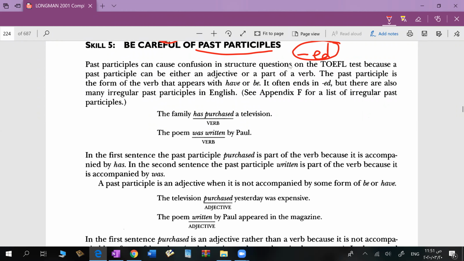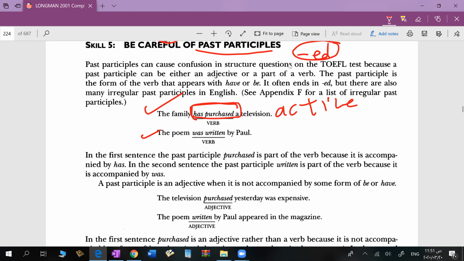The family has purchased a television. This is a complete sentence, a correct sentence. The poem was written by Paul. This is also a correct sentence. And mind you, this sentence is active. Has purchased.